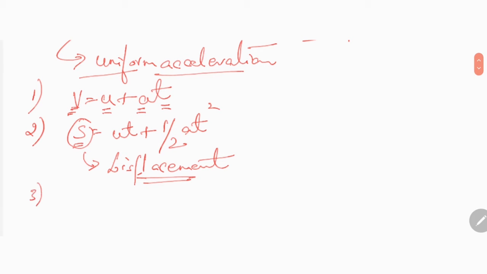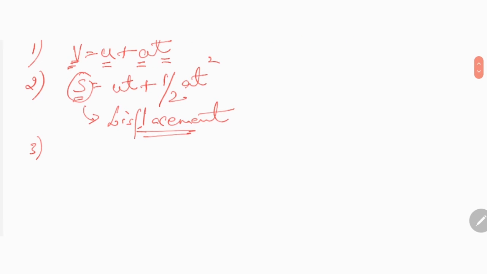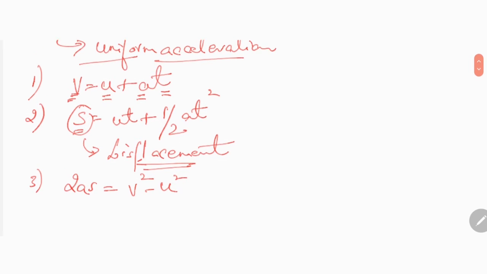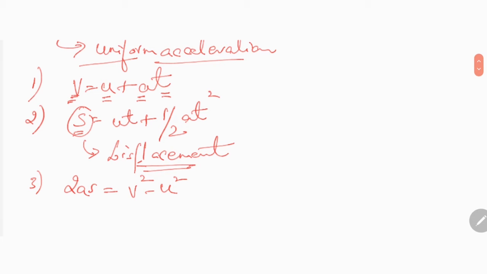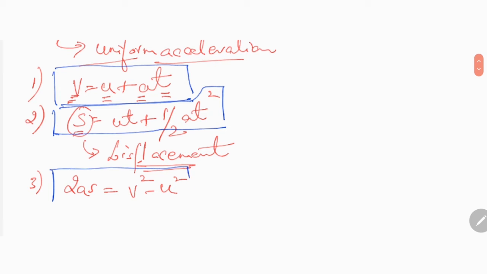And the third equation is 2as is equal to v square minus u square. These are the three formulas which I want you to learn by heart: 1, 2 and 3. We will be using these extensively in the next few chapters to solve several problems.